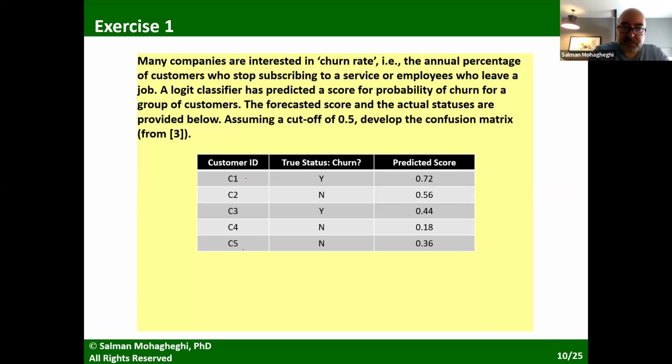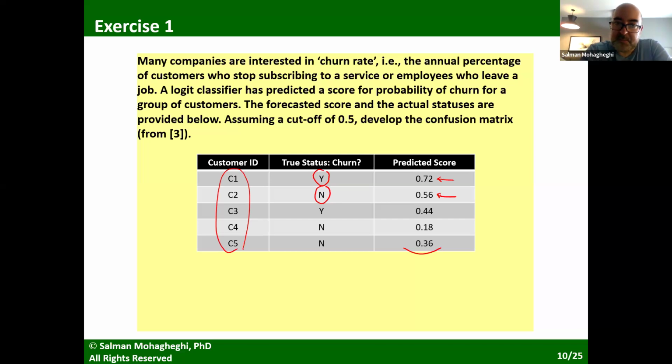You have 5 customers here, customer 1 through 5, and you basically assign a score whether that person is going to churn, meaning that they leave the company, or not churn. These are the scores. And imagine I have ground truth as well. So I know, for example, that this customer will in fact churn, and the predicted score is 0.72. This person will not churn, and the predicted score is 0.56.